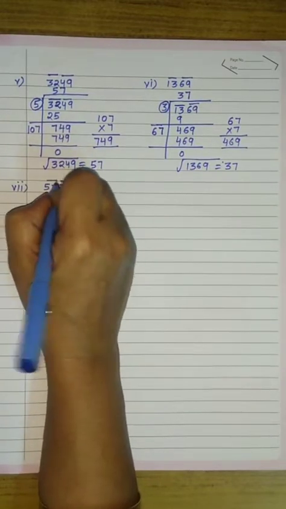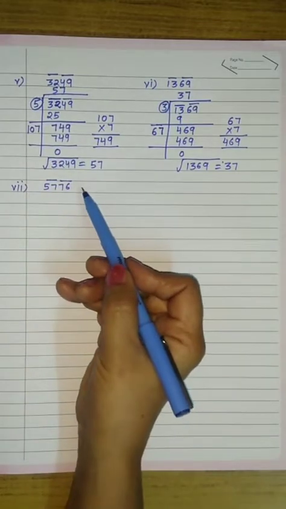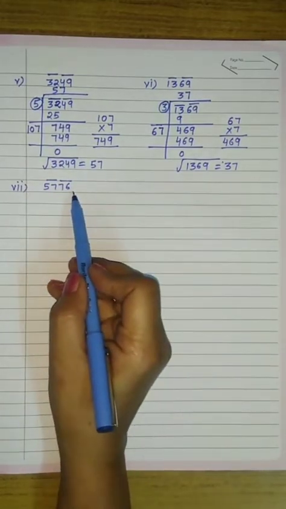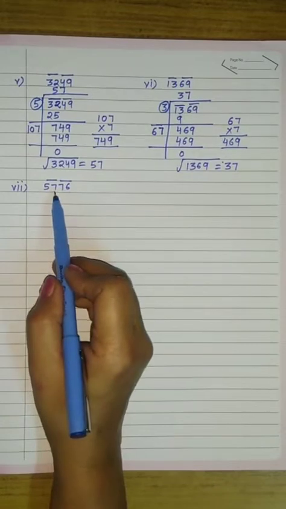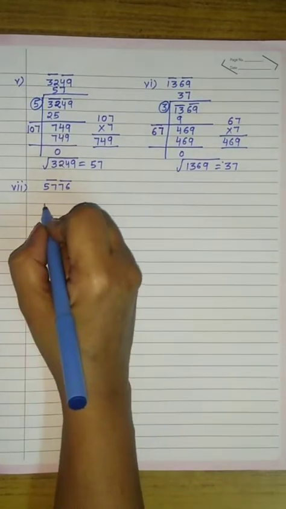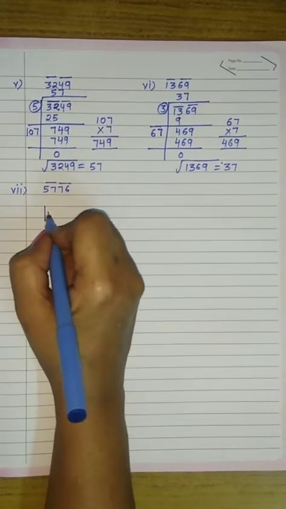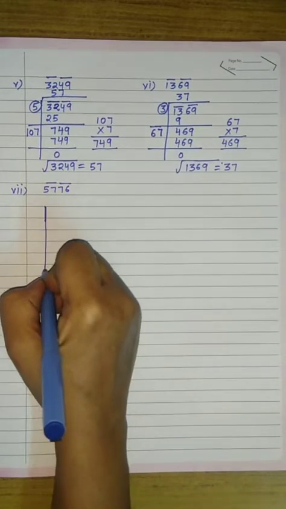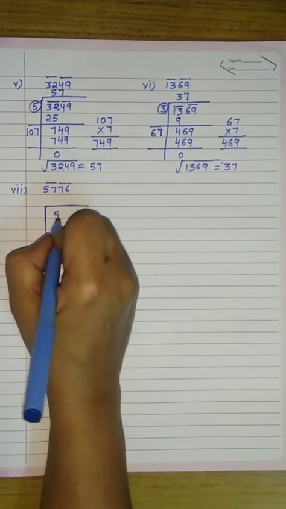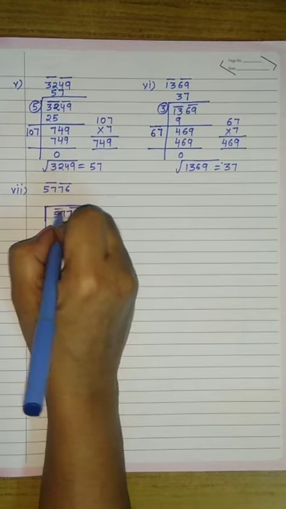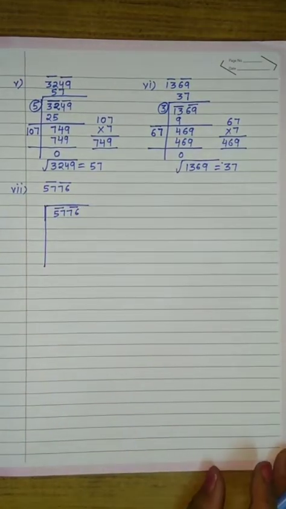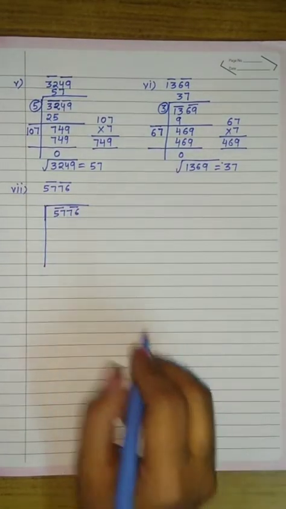Now the 7th part of this question is 5776. From the ones digit, the first bar will be on 76 and the next bar will be on 57. So we are finding the square root of this number, 5776. Now the number under the first bar is 57.